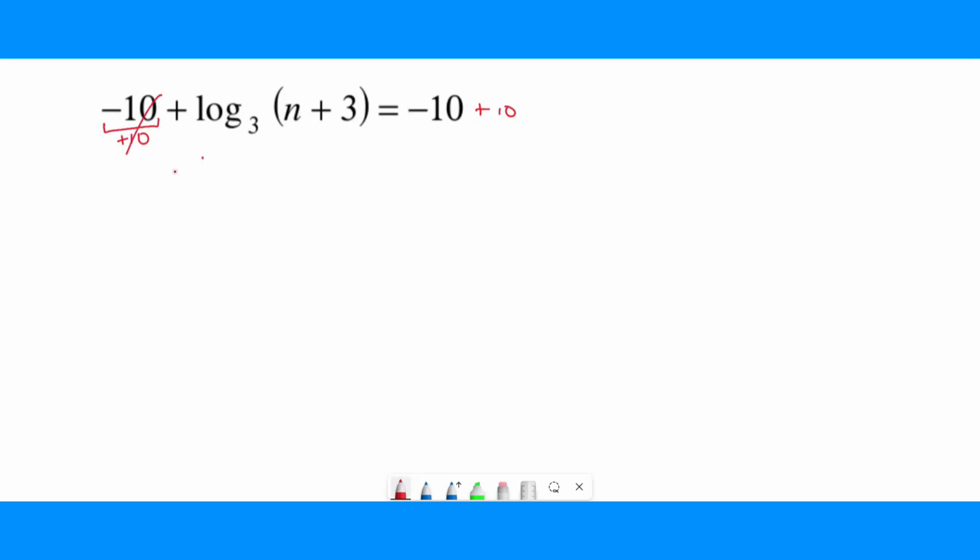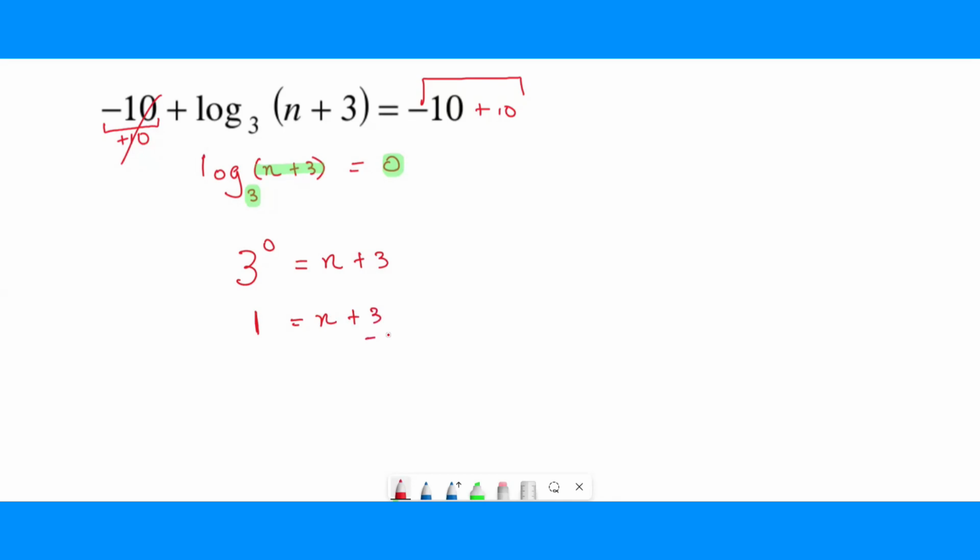So what I'm left with is this becomes 0. We have log base 3 of n plus 3, and this is equal to 0 because -10 plus 10 is 0. What this is suggesting now is we could take 3, raise it to the power of 0, and let it equal the argument. So 3 raised to the power of 0 is equal to n plus 3. Remember, in exponents, anything raised to the power of 0 is 1. So 3 raised to the 0 is 1, and this is equal to n plus 3.